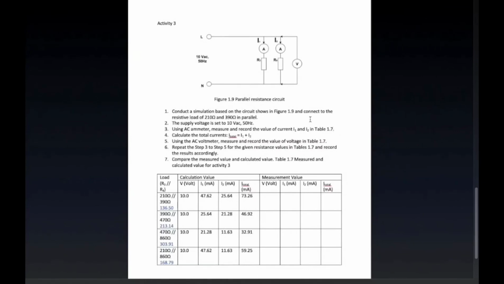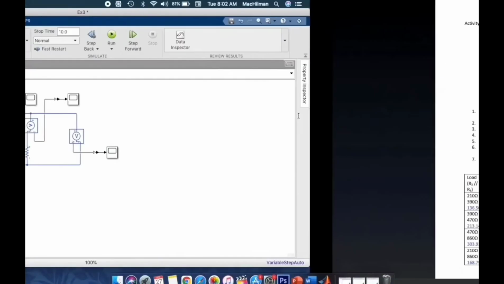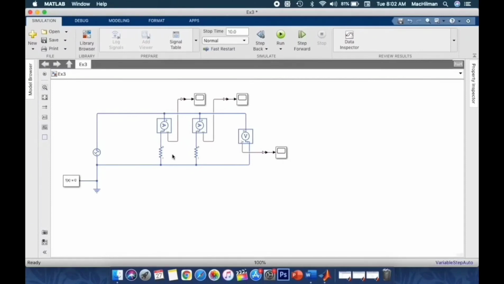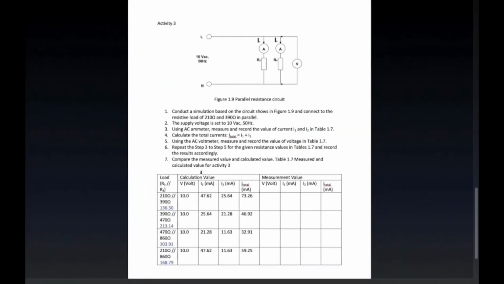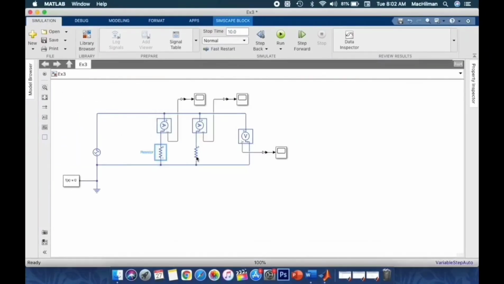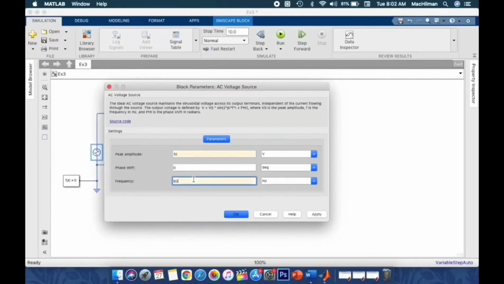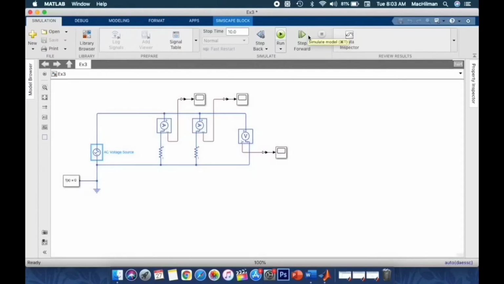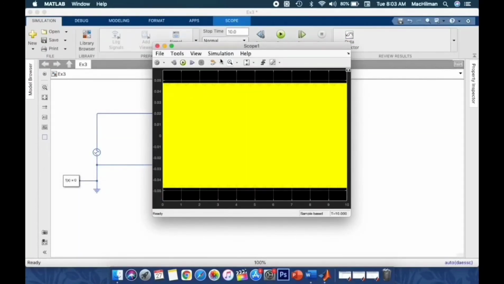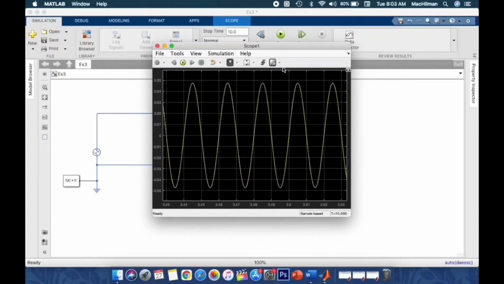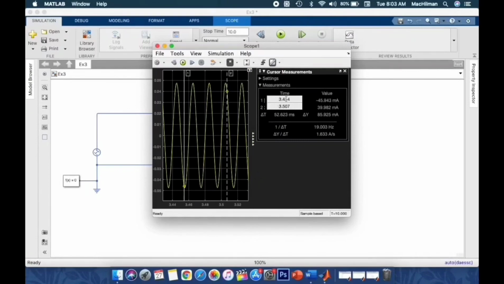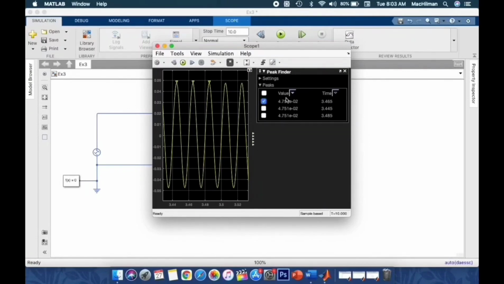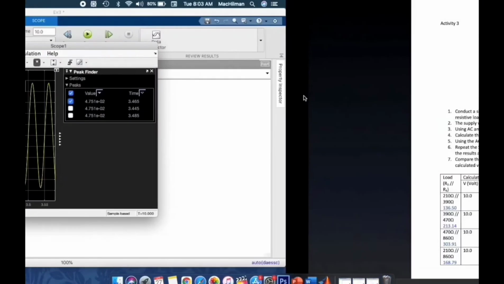Now let's start measuring the value. This is our circuit. We will start with 210 and 390. Okay, run. Let's measure our I1. This is our I1. Let's check the peak here. And we get 47.51.